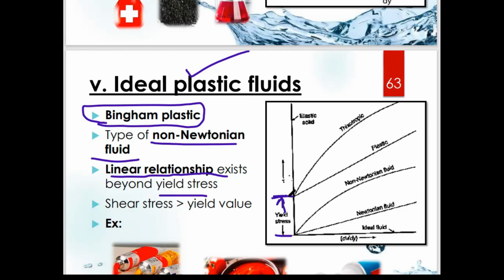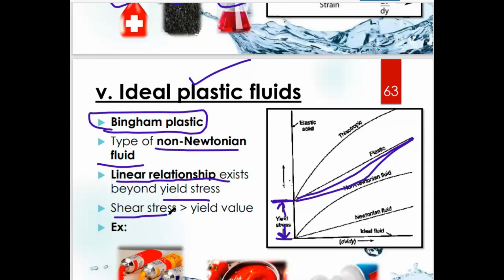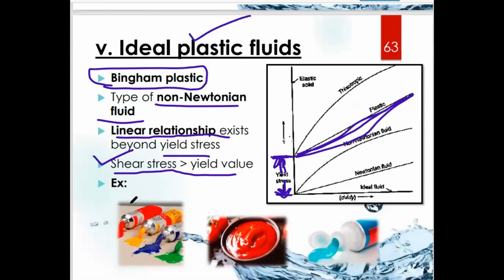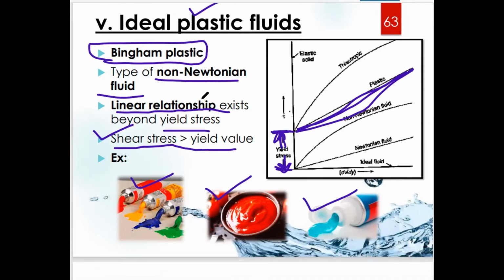So after a certain point of stress, after applying some stress, the linear relationship is going to exist. That is called an ideal plastic fluid, where shear stress is more than the yield value. So after a certain yield stress, the linear relationship exists. The examples for ideal plastic fluids are the paints you use for painting and drawings, ketchup, and toothpaste.